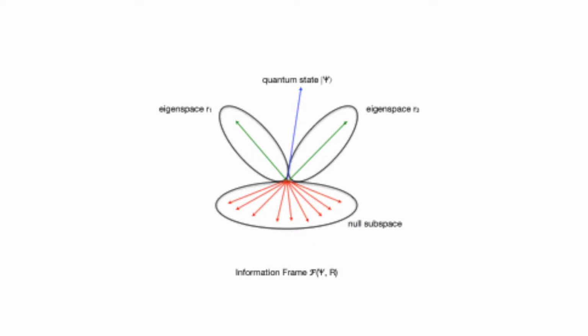I'm considering a case where this observable R that I'm starting with, just for simplicity, has two eigenvalues, little r1, little r2, so two eigenspaces. And to generate this structure, I take the state, I project it into each of these subspaces. So these green rays are the projections of psi into these two subspaces.